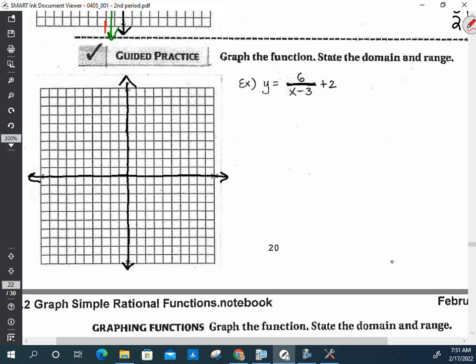So run through everything. Vertical asymptote: take your denominator, set it equal to 0. So x equals 3 is your vertical asymptote. Horizontal asymptote is your number behind the fraction. So that's y equals 2. Remember, the number behind the fraction you take as is.